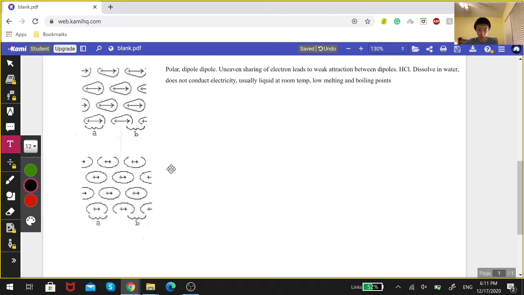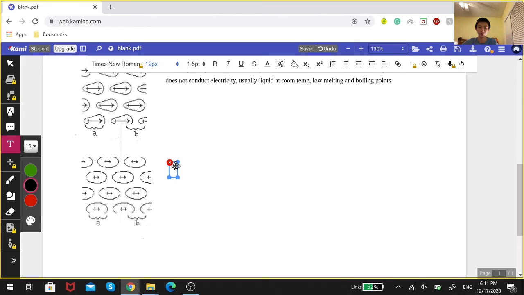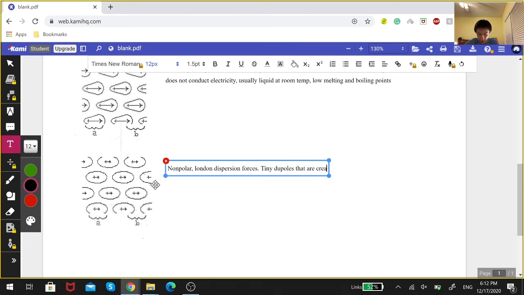Now our last one over here, we can see that there are no dipoles. The attraction is being shared equally on both the left and right side. So we'll call this nonpolar, and it has London dispersion forces. Its strongest intermolecular force is London dispersion forces, which is the weakest of all. And it is tiny dipoles that are created by random motion of electrons.